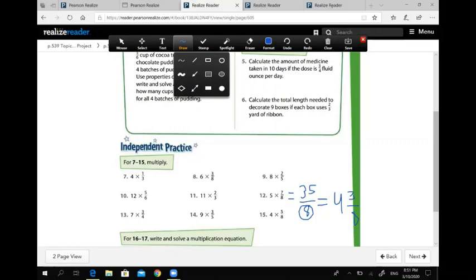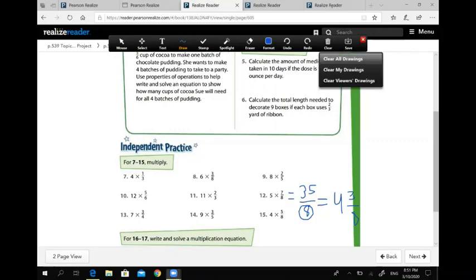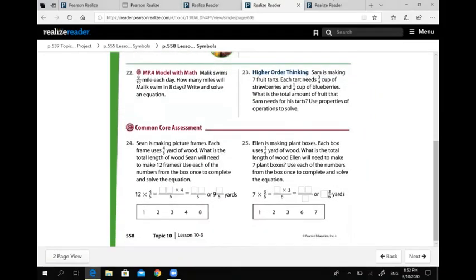Now let's move to the next page to solve some. I will solve question number 24. Scene is making picture frames. Each frame uses 4 over 5 yards of wood. What is the total length of wood Scene will need to make 12 frames? Use each of the numbers from the box once to complete and solve the equation.